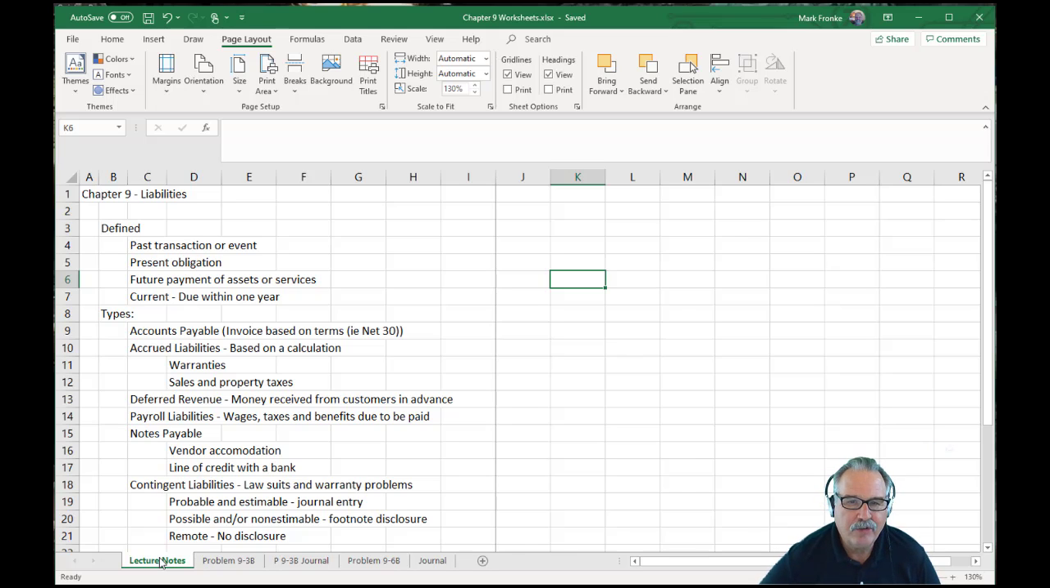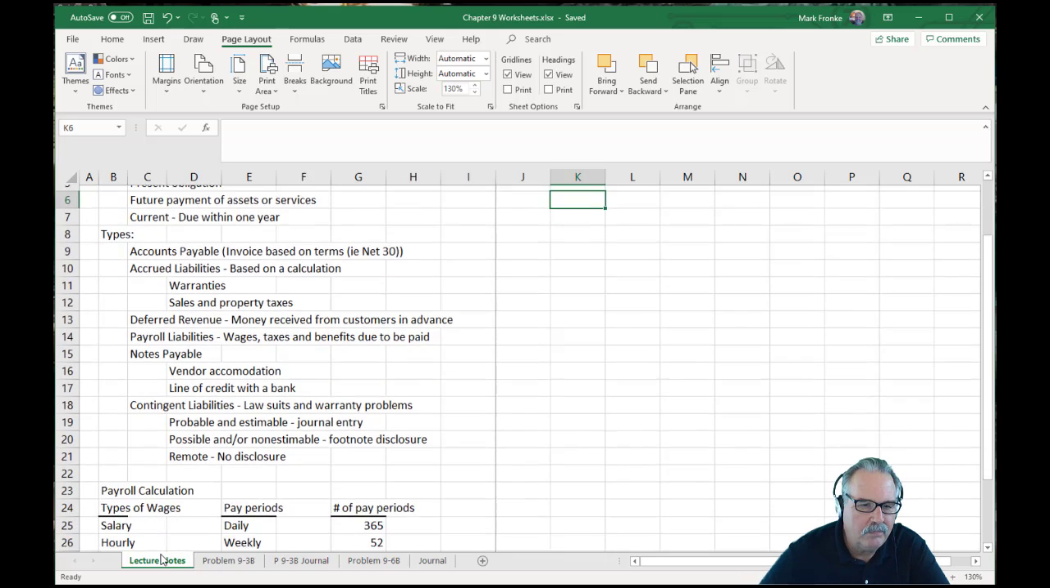And there's really three levels of contingent liabilities. If they're probable and estimable, in other words, if they're bound to happen and we know what the amount is, we make a journal entry and record it. If it's possible or we can't estimate what the amount is going to be, that would be a footnote disclosure. And if it's a remote possibility, there's no disclosure at all.